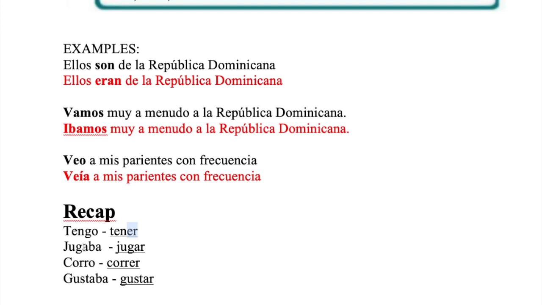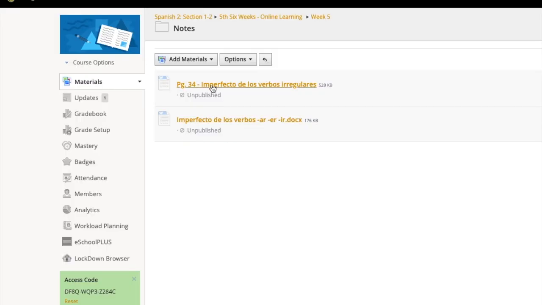Same with jugaba. You're not going to find the chart for aba, but jugaba comes from the word jugar, which is an AR verb. Same, corro, it's going to be an ER verb. Corro comes from correr. Gustaba comes from gustar. So why am I saying this? Because this is what we basically went over last week, okay? So in your Schoology notes, like I said, this is what we're working on this week, imperfecto de los verbos irregulares.